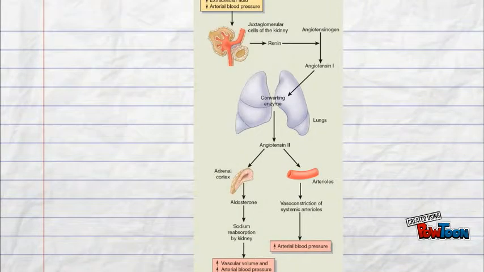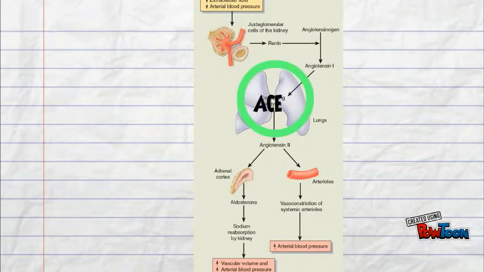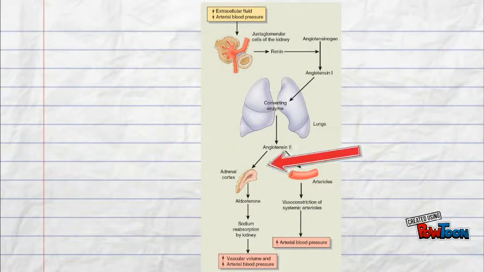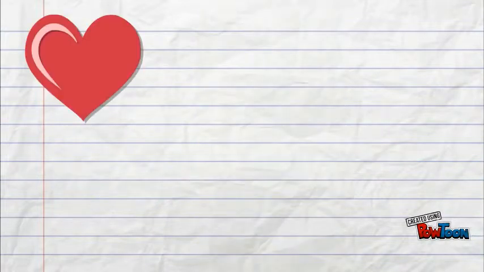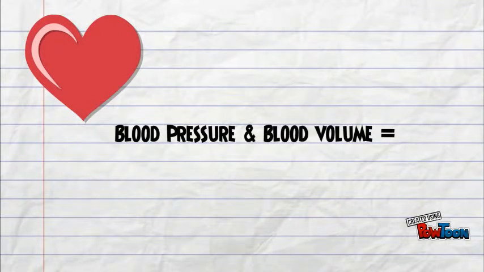Angiotensin converting enzyme, also known as ACE, comes and converts angiotensin 1 to angiotensin 2. Angiotensin 2 then causes vasoconstriction and tells the adrenal cortex to secrete more aldosterone, which promotes sodium reabsorption and water in the kidneys. By doing this, there is an increase in blood pressure and blood volume.